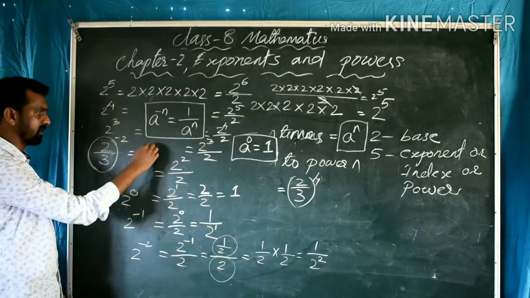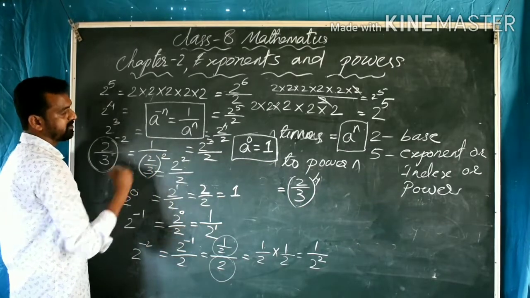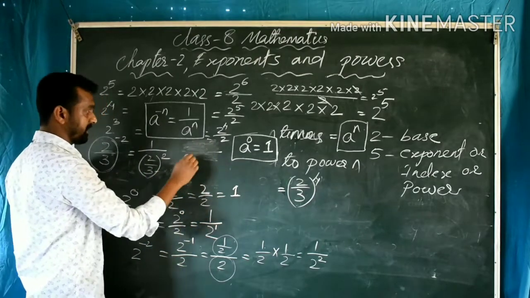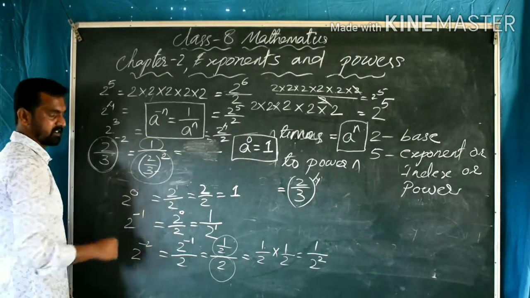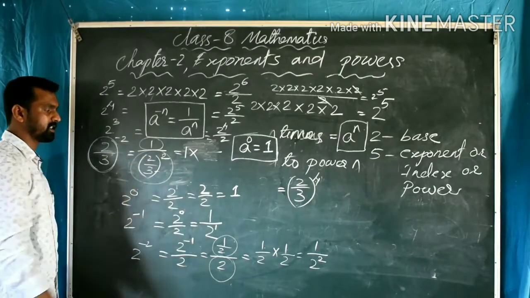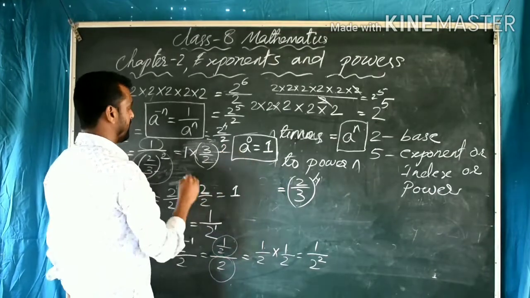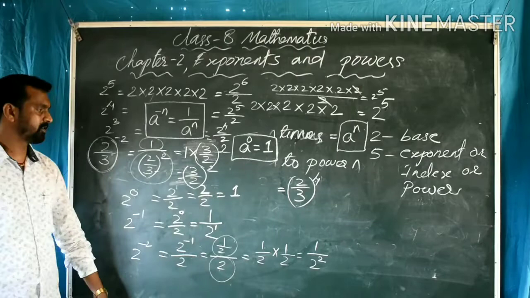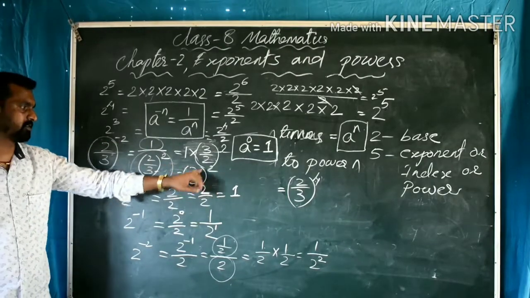So the answer will come 1 divided by 2 by 3 raised to positive 2. Now dividing two rational numbers, it will come numerator into the reciprocal of the denominator, that is 1 into the reciprocal of 2 by 3 raised to 2, it will come 3 by 2 raised to 2. So 2 by 3 raised to minus 2 is equal to 3 by 2 raised to 2.